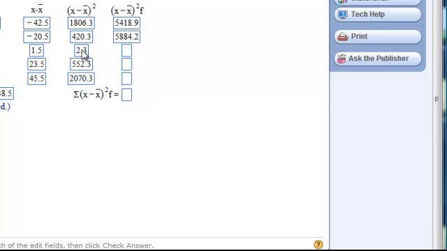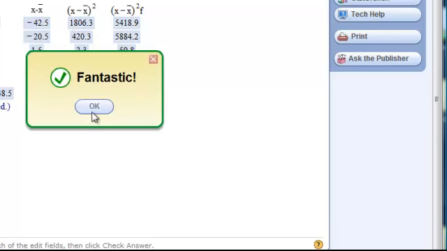26 times 2.3 is 59.8. 12 times 552.3 is 6,627.6. 2 times 2,070.3 is 4,140.6. Okay, now I need to add up this column, and it's going to become 22,131.1. Check my answer. Fantastic.